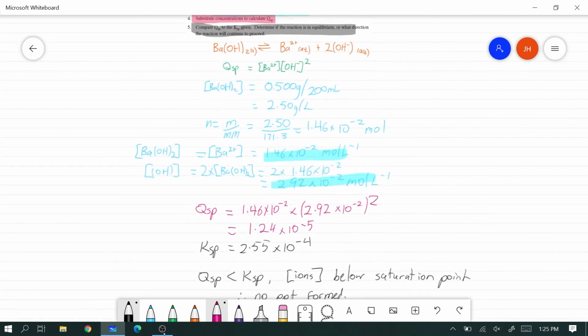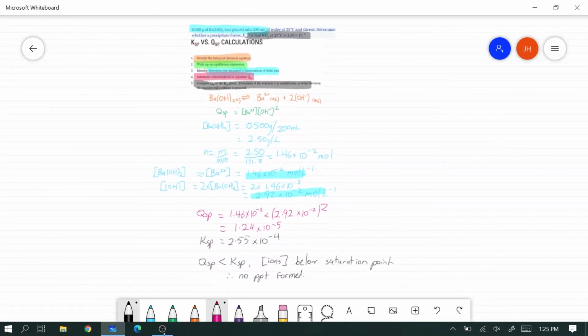And there we go, we've been able to make a prediction on the outcome of the formation of a solution, whether or not it will form precipitate, using our Ksp versus Qsp concept.